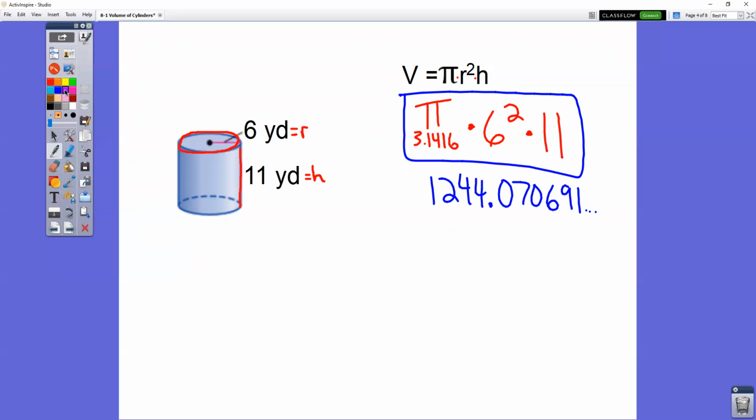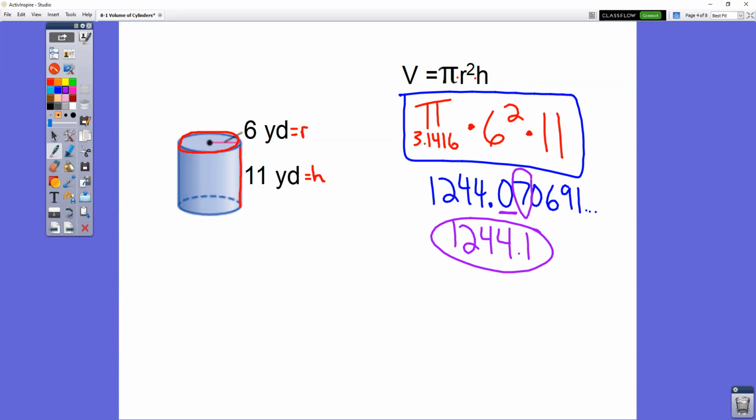If we go to round this to the nearest tenth, the 0 is in the tenths place. So we have to look at the number after it. That number after it is 5 or higher. So if we were rounding to the nearest tenth, your final answer on this one would be 1,244.1. That is the number that you would type into ClassKick.